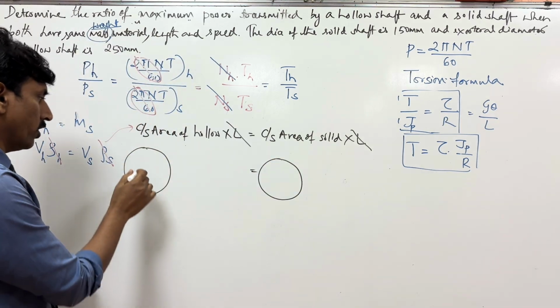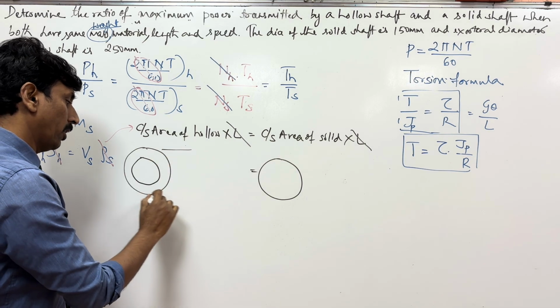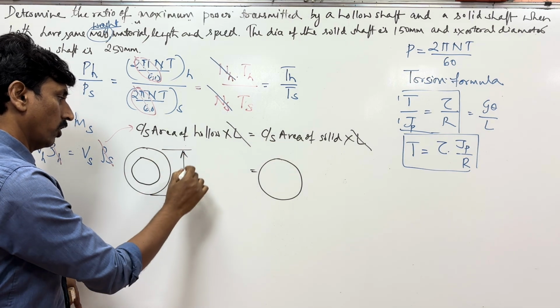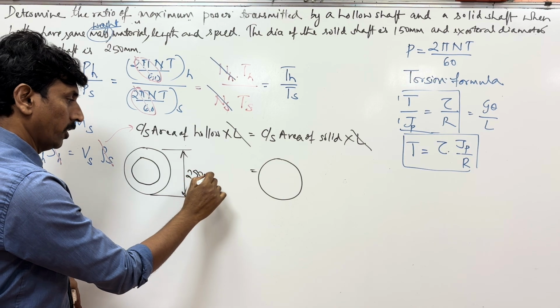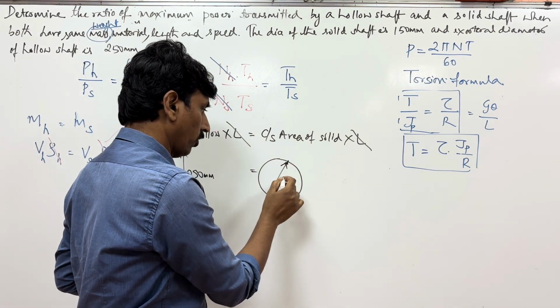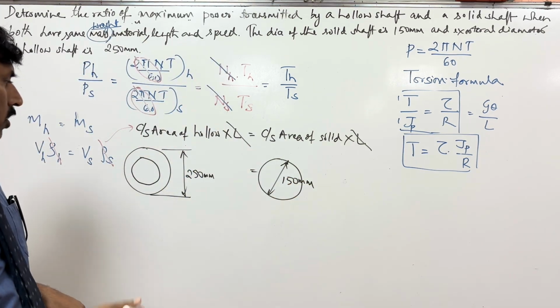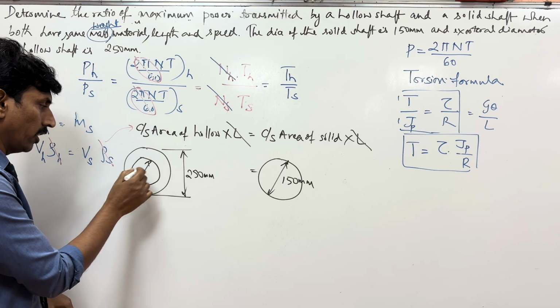But this hollow side, what is the external diameter? External diameter is 250 mm. This is 150 mm. The weights have to be the same, so I should find this di.